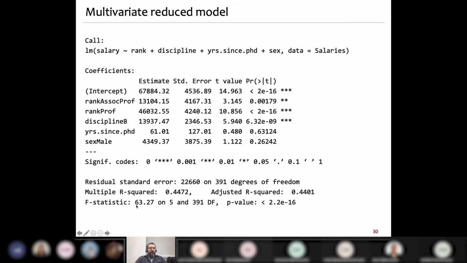Now we can use a reduced model. So first of all, we have a multivariate model containing all the variables, but then we decided that one of these variables is strongly correlated with others, and we removed it. So we have now rank, discipline, years since PhD, and sex. And this is the result. Again, the effect of the rank of professor is very strong. Professors earn much more money, and the effect of sex is essentially gone.